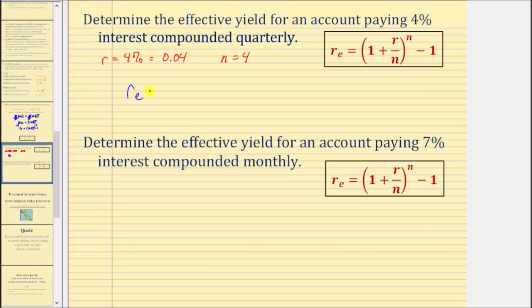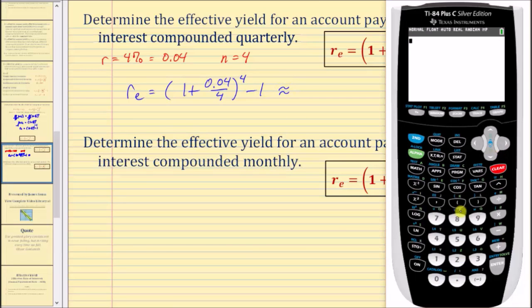R sub E is equal to the quantity 1 plus R divided by n, which is 0.04 divided by 4, raised to the power of n, so it's raised to the 4th power, minus 1. And now we go to the calculator. So we have open parenthesis 1 plus 0.04 divided by 4, close parenthesis, raised to the power of 4, right arrow, minus 1, enter.